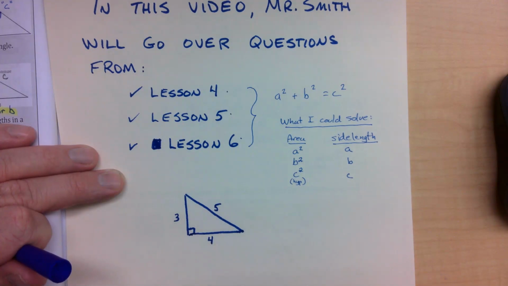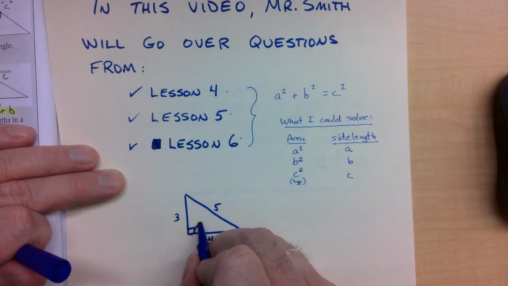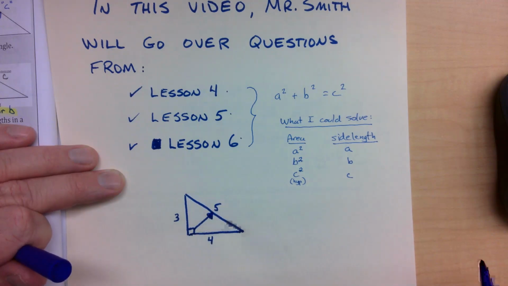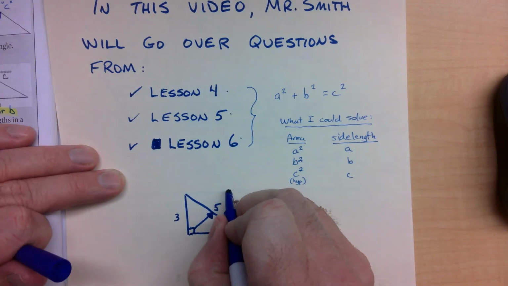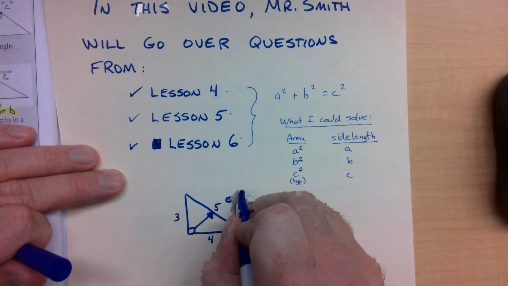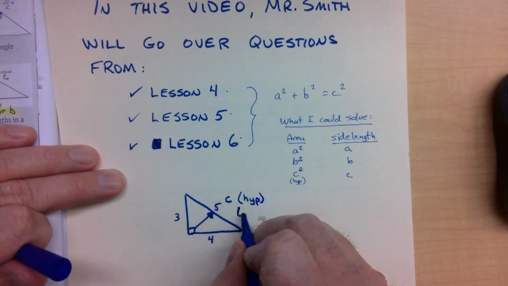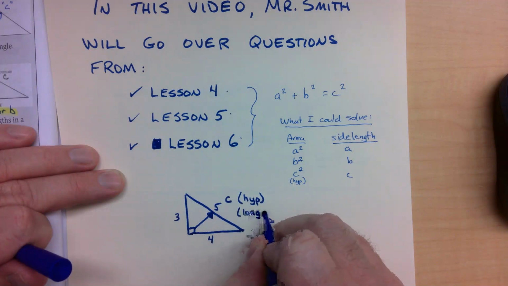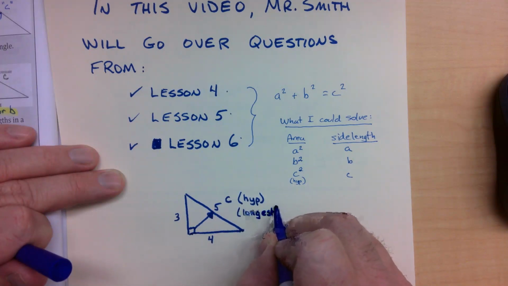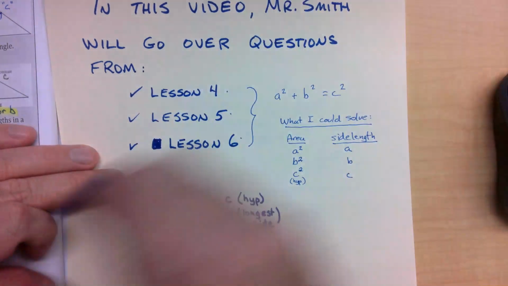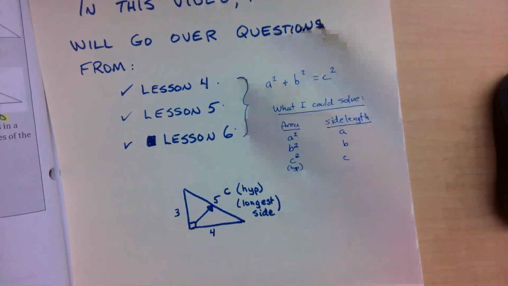Remember, one critical part of Pythagoras is identifying side C. This is side C. It's also the hypotenuse, and it's always the longest side. Always. You must be able to identify side C, and then from there, you can do all sorts of neat things.